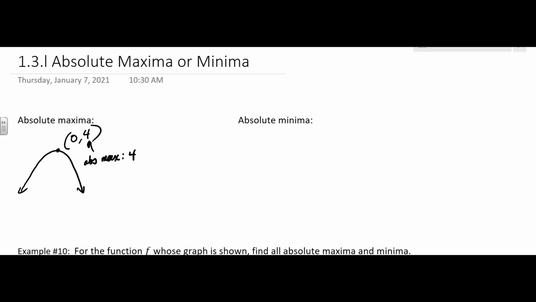Now let's say you have a graph something like this. So you can say, oh, I see some local maxes and some local mins or something like that. But there is an absolute minimum right here. That is the lowest point. So there aren't any outputs lower than that one. That would be called an absolute min.